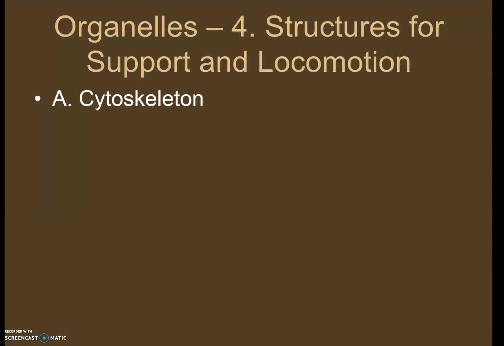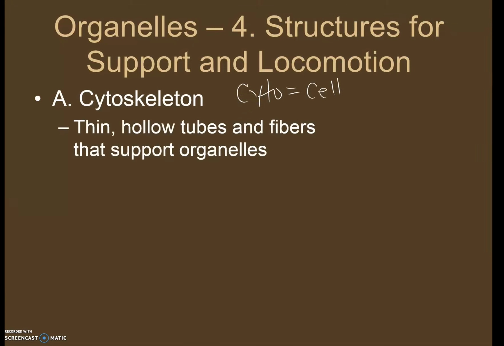Next, we're going to talk about the structures for support and locomotion. When I did the diagram lesson number 3, I talked about the cytoskeleton and how cyto means cell, and skeleton refers to a framework. So this is your framework for the cell. Your cytoskeleton is made of thin, hollow tubes and fibers that support the organelles, keep them in shape, and keep them in place. And if you'll remember from the diagram, there are 2 different types that I want you to focus on.